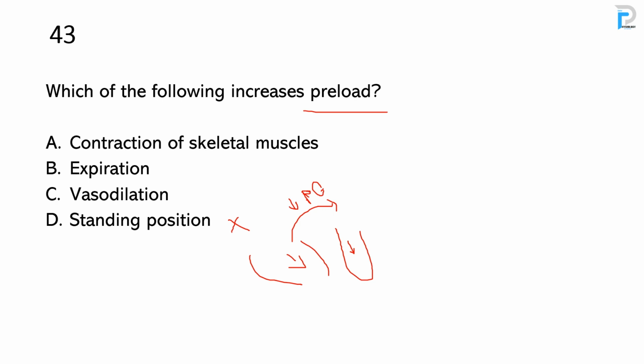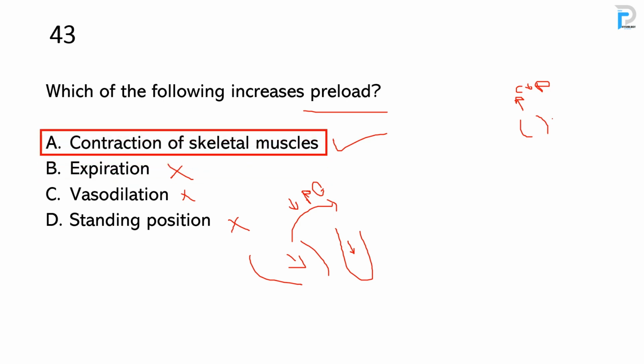Expiration is also wrong, because during expiration, our chest wall gets smaller, and that will increase the central venous pressure. Again, an increase in central venous pressure will decrease venous return. So we are left with option A, muscle contraction. This one was already explained in the previous slides, because of the increase in peripheral venous pressure.